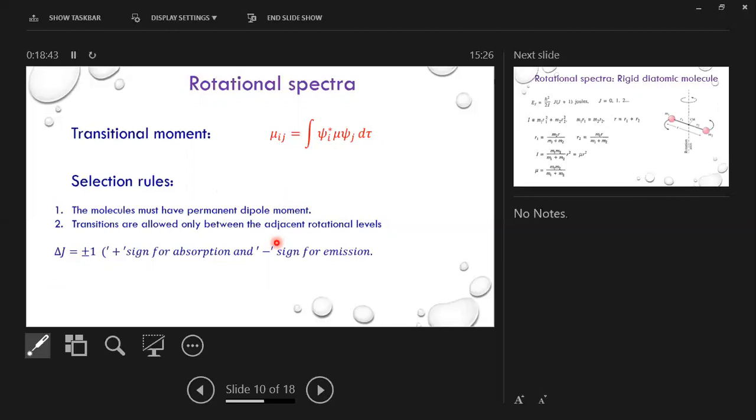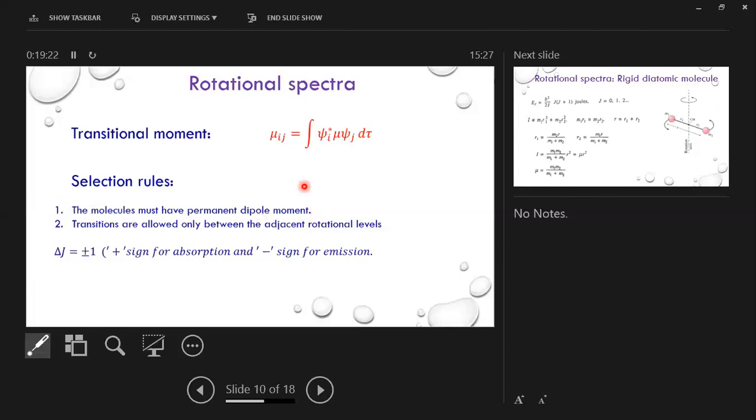I'm not going to derive all the selection rules, but you have to remember these two. First, the molecule must have a permanent dipole moment, and second, transitions are allowed only between adjacent rotational levels. That means delta J will be either +1 when the molecule absorbs energy and -1 when the molecule emits energy. So these are the two important selection rules that you have to remember, and the first one is obviously the criterion for a molecule to exhibit a rotational spectrum.